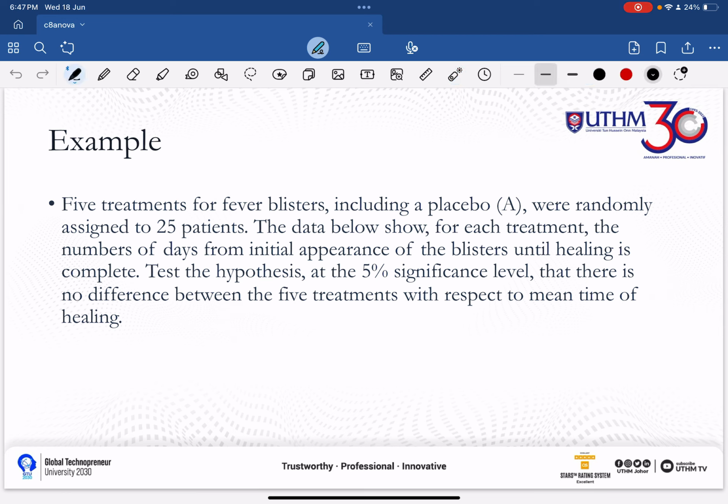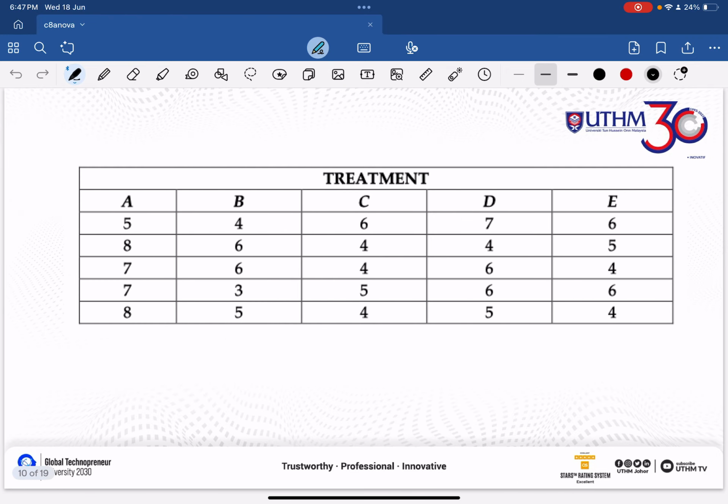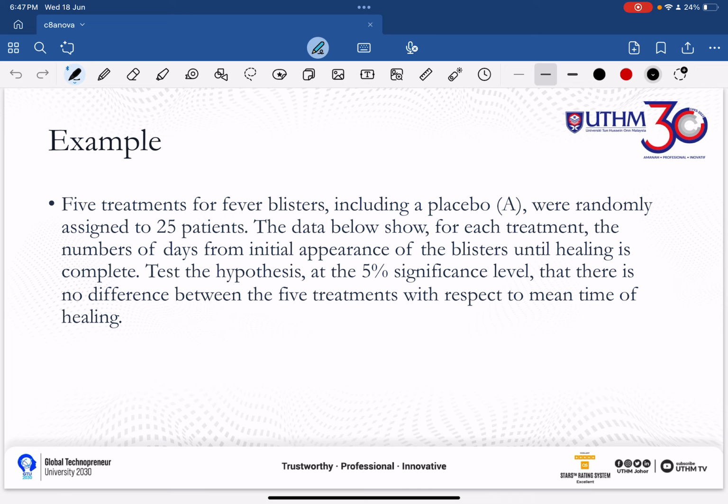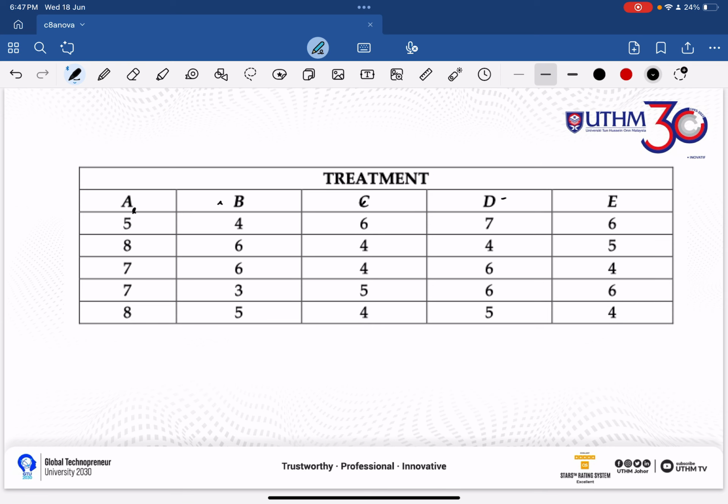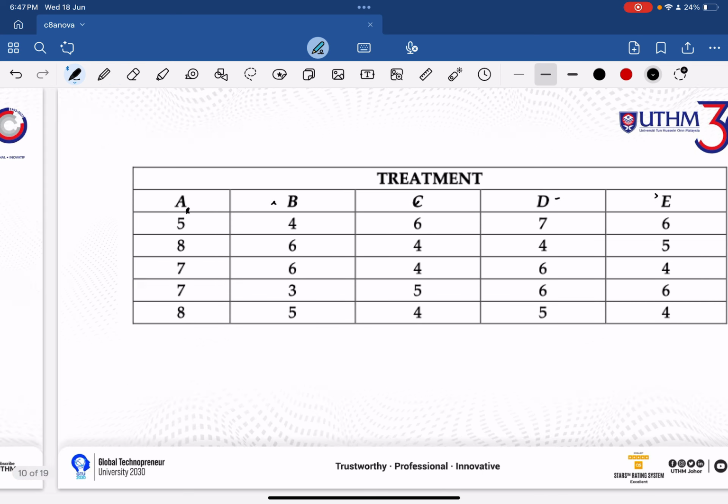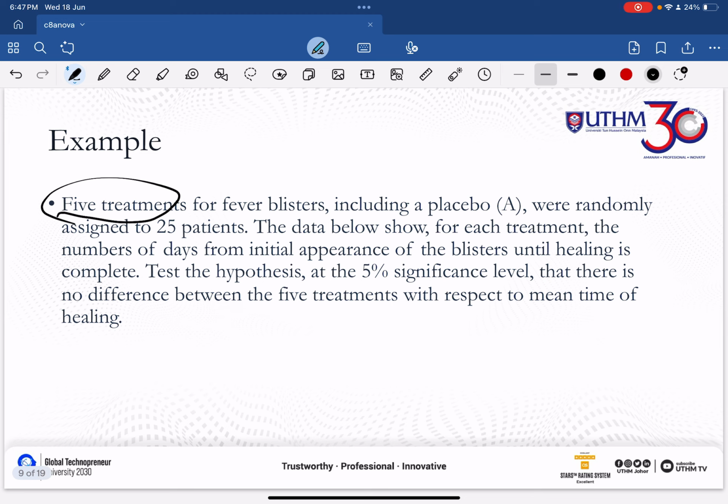Okay, so remember the steps before. The first step is to state the hypothesis. These are the data involved. We have 5 treatments, so A, B, C, D, E are our 5 treatments. And the values here are the data showing the number of days from initial appearance.